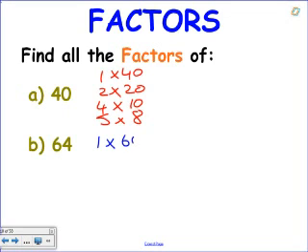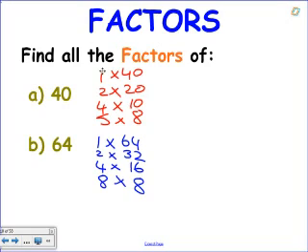I'll start you off. 1 and 64. 2 and 32. Good. 4 times 16. 5, no. 8 times, do you remember? 8 8s are 64. So the factors of 64: 1, 2, 4, 8, 16, 32, 64.